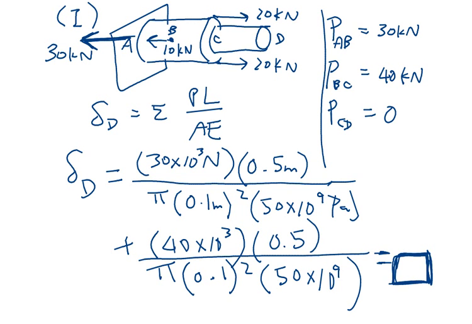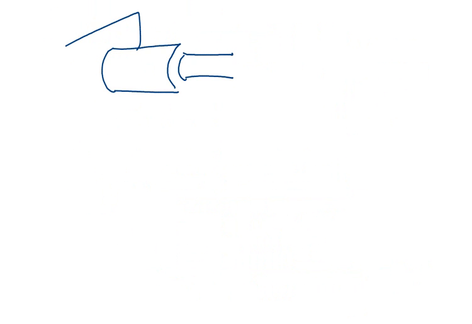Okay, delta D, and look what I'm going to do here. I'm going to put this as delta sub D sub 1. That's the first part of the superpositioning. What is the second part of the superpositioning? Now we're going to look at the effect of the support. Okay, so that means I remove everything else.